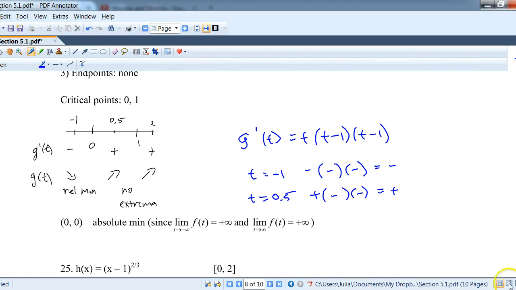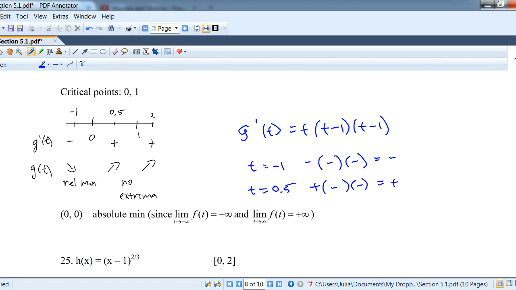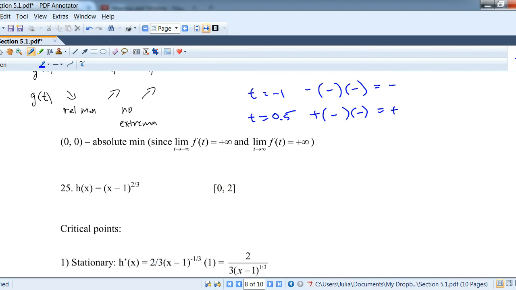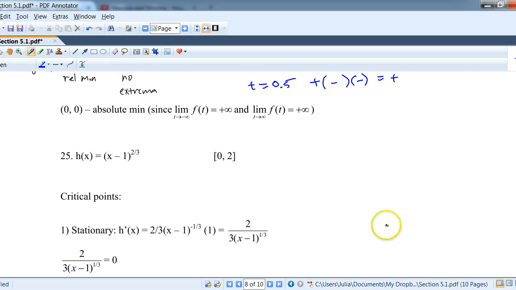Okay. Now let's take a look at other functions. So far we've seen polynomials, but this is actually h of x equals x minus 1 to the 2/3 power. This is a radical, the cube root. And we do have the endpoints here, 0 to 2. But it starts out very similarly. Let's find the derivative. We may need to use chain rule, if you recall.